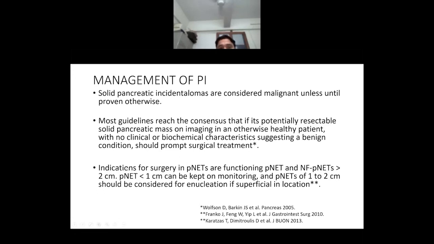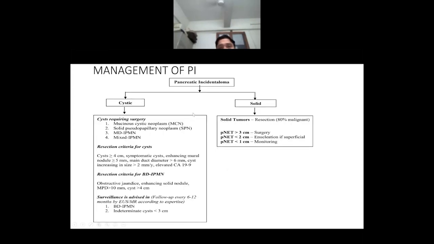Indications for surgery in pancreatic neuroendocrine tumors are any functioning pancreatic neuroendocrine tumor or non-functioning pancreatic neuroendocrine tumor with size more than 2 cm. If the pancreatic neuroendocrine tumor is of size less than 1 cm, those patients should be monitored. And pancreatic neuroendocrine tumors of size between 1 to 2 cm should be considered for enucleation if superficially located. This is the algorithm showing management of pancreatic incidentaloma.